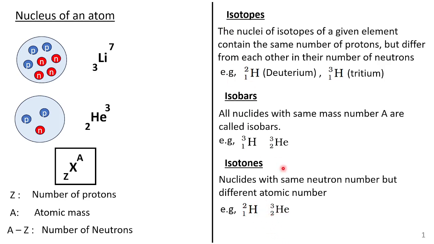Please read it. Next is atomic mass unit. This is the next topic, atomic mass unit. So atomic mass unit is a unit representing the mass of a nucleus. It is a unit for measuring the mass of a nucleus.